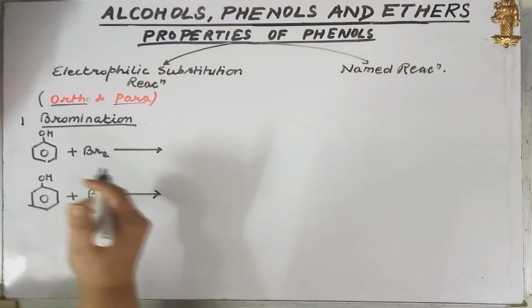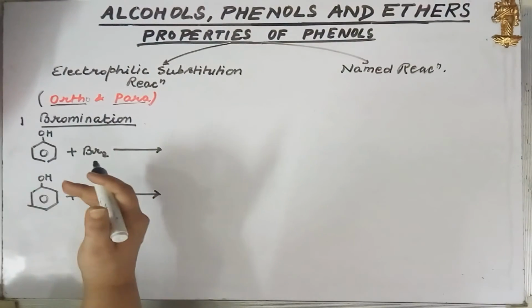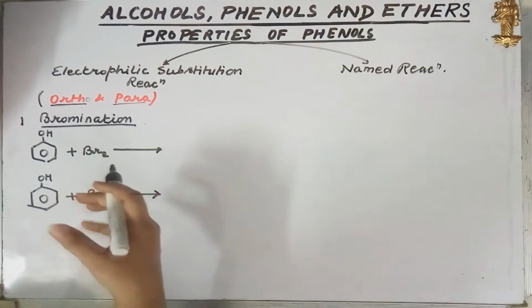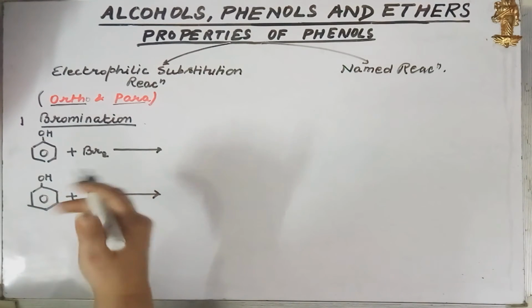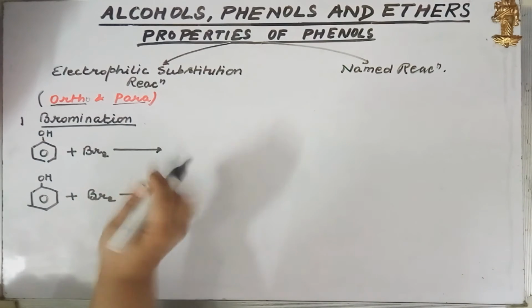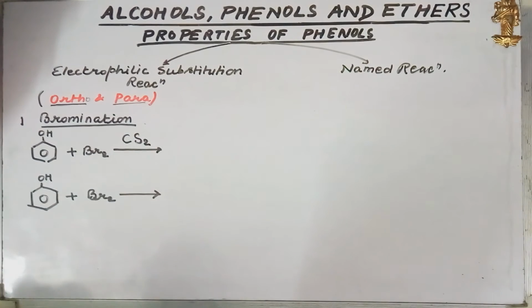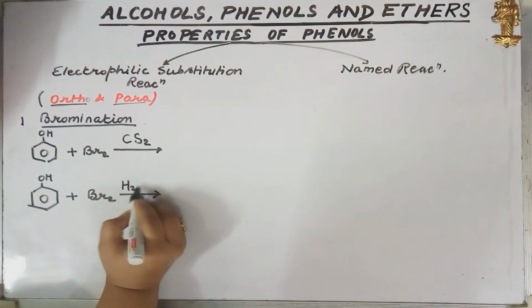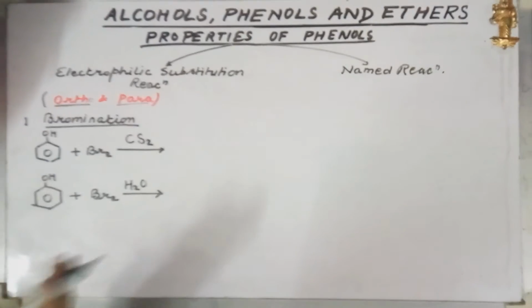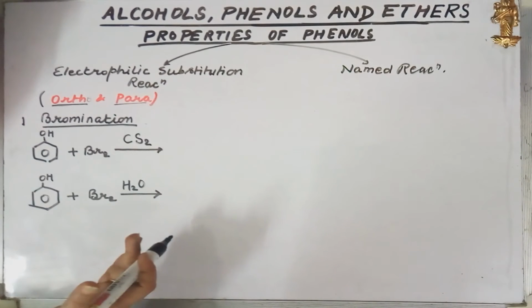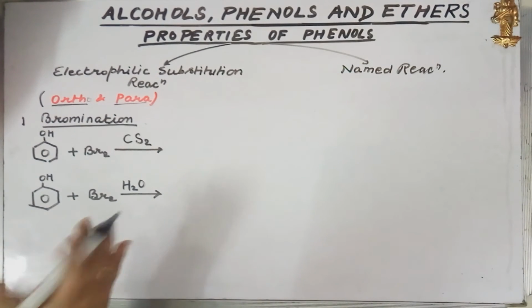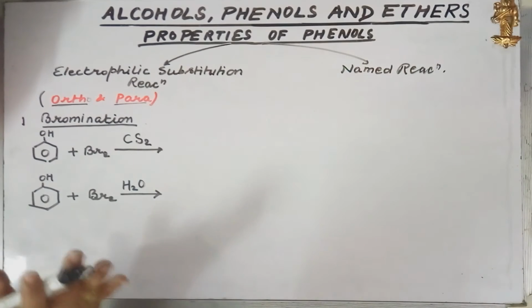While brominating phenol, we have to take care of the conditions in which the phenol is being brominated. That is, whether the reaction is done in the presence of carbon disulfide, or in the presence of water. In both cases you will get different products, so you have to remember this, and most of the time questions are asked from this particular topic.